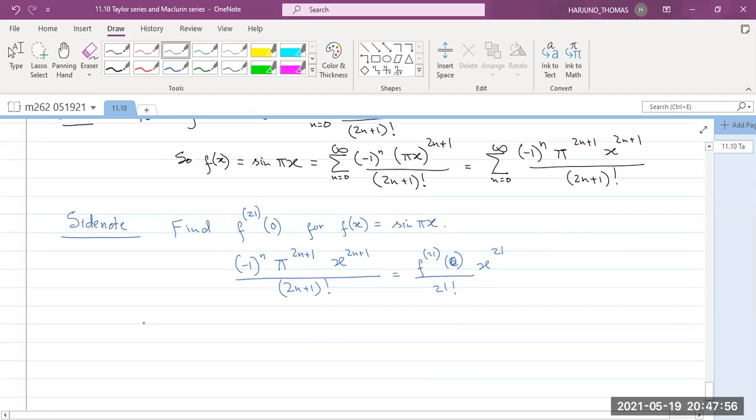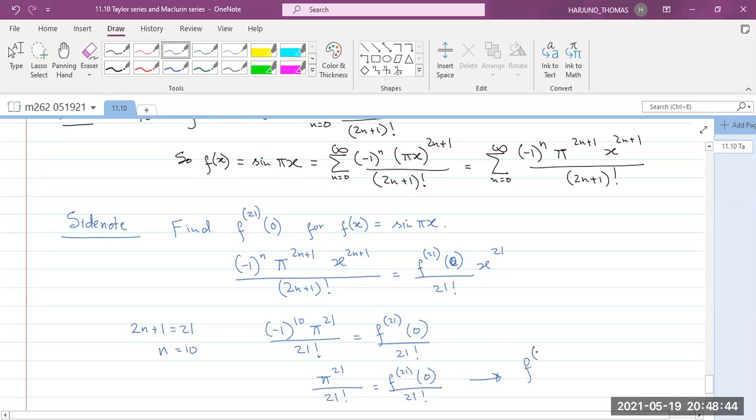Okay, so by matching, 2n plus 1 equals 21 implies n equals 10. In other words, the coefficient -1 to the 10, pi to the 21 over 21 factorial equals the 21st derivative at 0 over 21 factorial. On the left-hand side, pi to the 21 over 21 factorial equals the 21st derivative at 0 of that function over 21 factorial. Therefore, the 21st derivative at 0 of that function is pi to the 21.